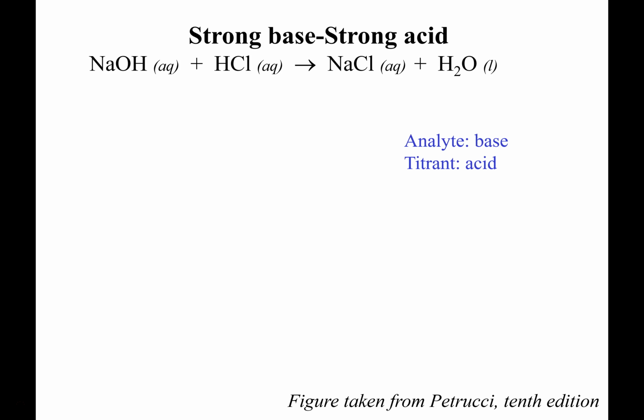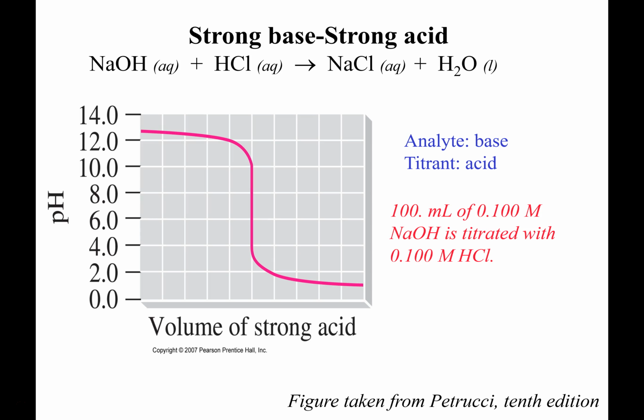Okay. In this case, the difference here is the analyte. So what's in your beaker is the base, and you're dripping in acid. So it's going to be an S-shaped curve, but it's kind of backwards. Because your pH probe is going to see the base and you drip in acid. You're going to have a sharp change at the equivalence point, and then once you're beyond the equivalence point, it's going to be very acidic.